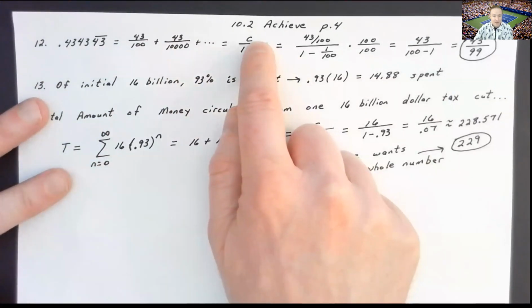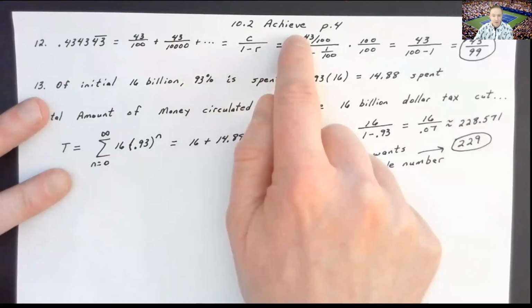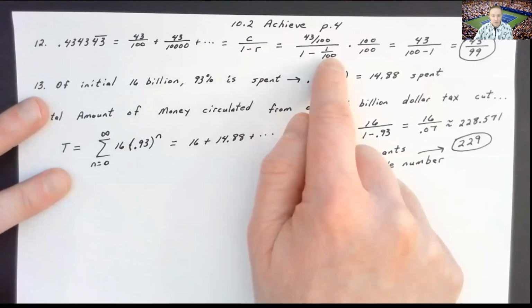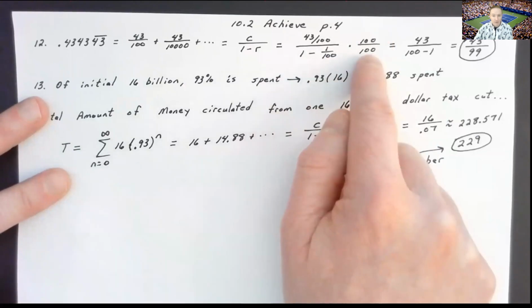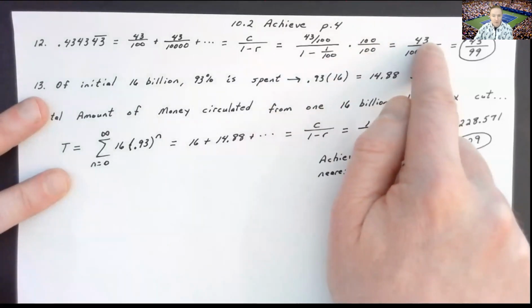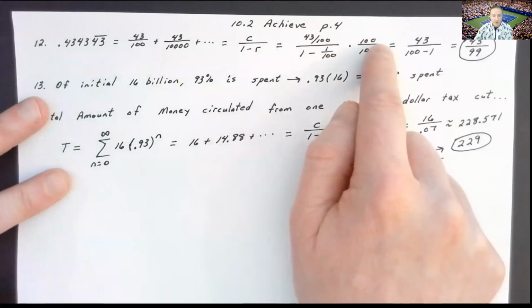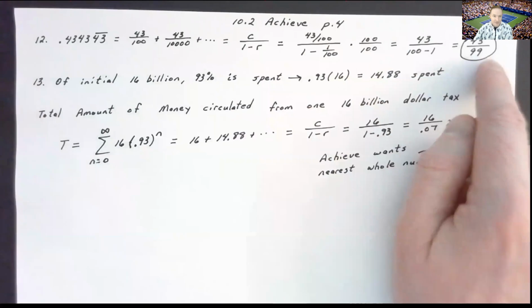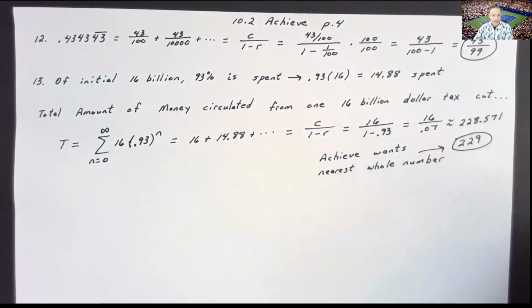I said, this is the sum of a geometric series: 43 over 100 divided by 1 minus the common ratio. Let's multiply by 100 here. Your numerator is 43. Your denominator is 100 minus 1, which of course is 99. And you can say, well, this is just 43 over 99 to get the 0.43 repeating.